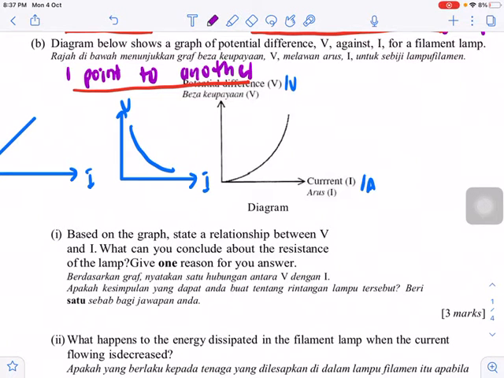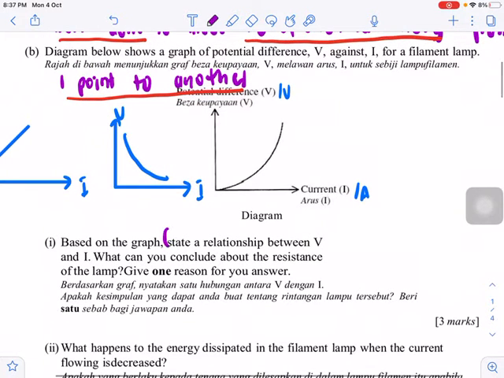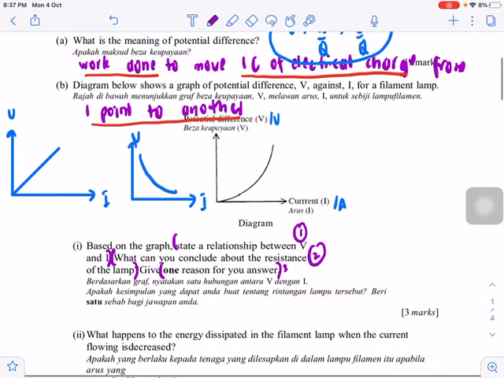Soalan dia pertama, dia minta you state relationship between V and I. Ini first point. Point yang kedua, what can you conclude about the resistance of the lamp? Point yang ketiga, give one reason for your answer. Kena ada 3 point. Teacher sangat suka kalau you boleh jawab dalam point form. Jangan bagi dalam bentuk paragraph, sebab kena perlukan penyambung ayat yang sesuai. So no need, bagi jawapan dalam bentuk point form.